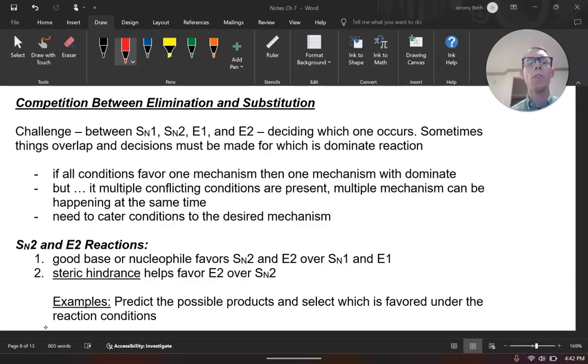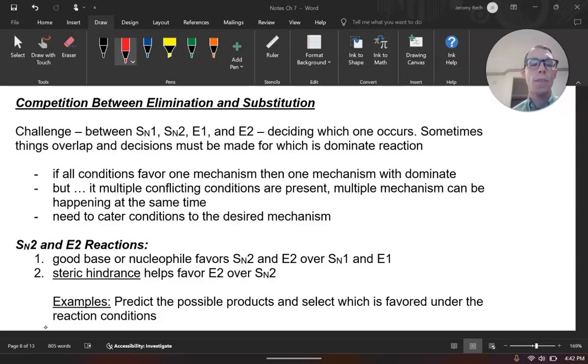The two that are going to overlap the most are your ones together and then your twos together. So we talked about in the video when we were introducing E1 that SN1 and E1 happen on top of each other all the time. The other ones that can also be in competition a lot are your twos, your SN2 and your E2.